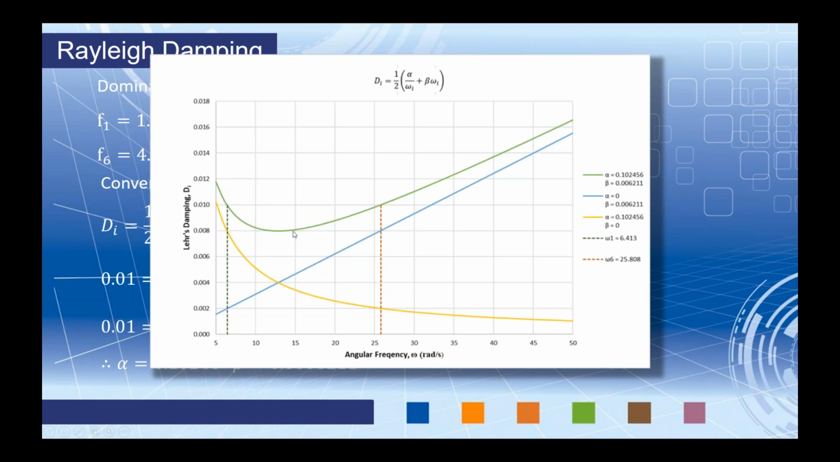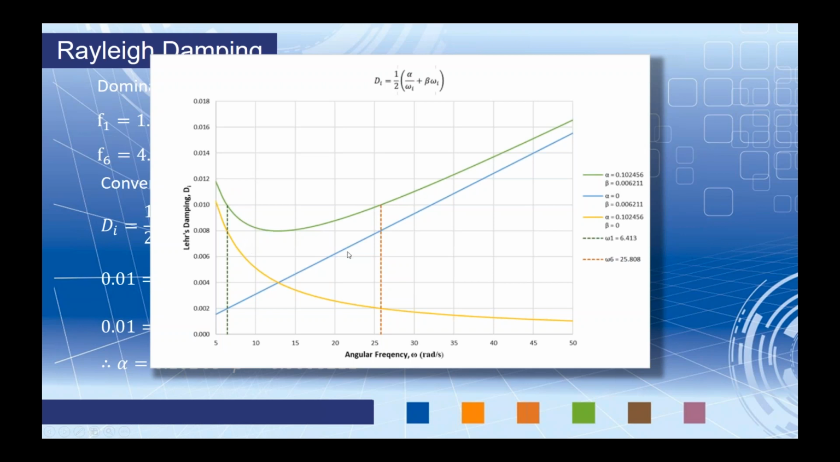Now, the green line here is Rayleigh damping. It's this actual formula plotted out here with my alpha and beta values that I solved for today. Now, the whole point or the nature of Rayleigh damping is to show you that damping is different for each frequency. So that's why we have somewhat of a curve here for our Rayleigh damping.